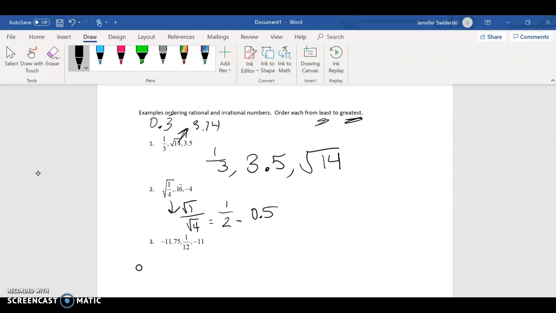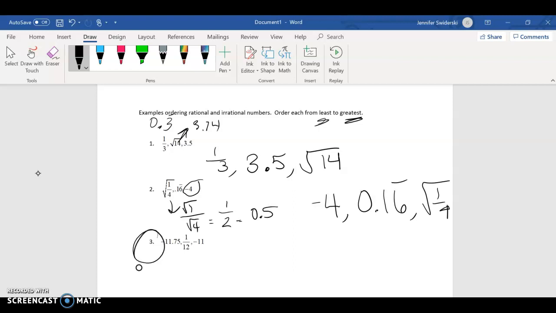So from least to greatest, well, it looks like I have a negative in here. So from least to greatest, I'll have -4. I have 0.16 repeating, right? So that would be 0.16. Then my greatest in there is the square root of 1/4.